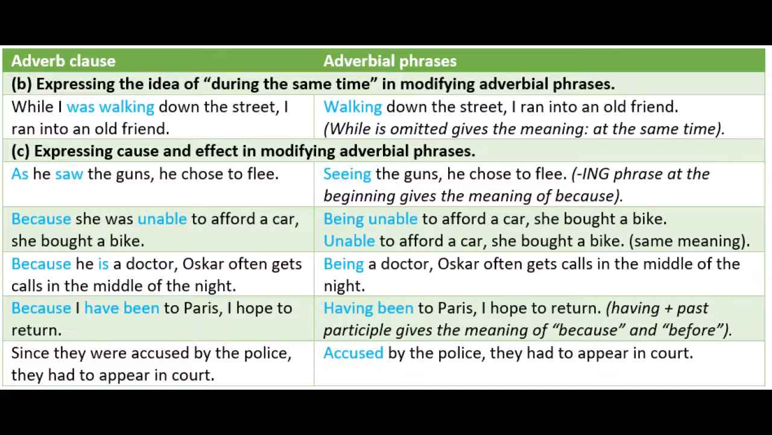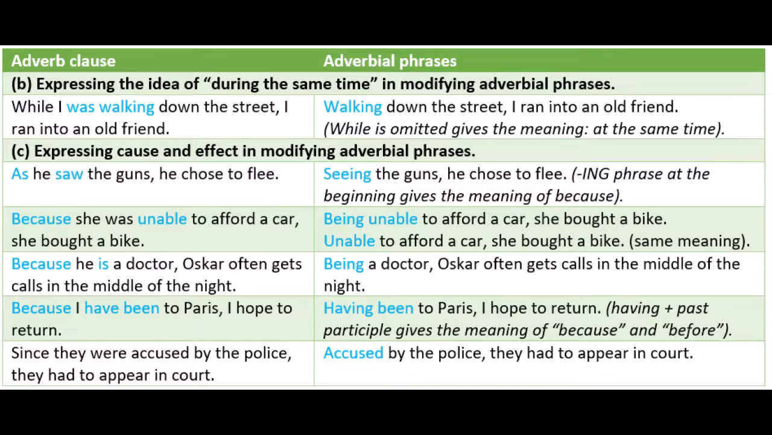Adverb clause to adverbial phrases. B. Expressing the idea of during the same time in modifying adverbial phrases. While I was walking down the street, I ran into an old friend. Walking down the street, I ran into an old friend. When while is omitted, it gives the meaning at the same time.